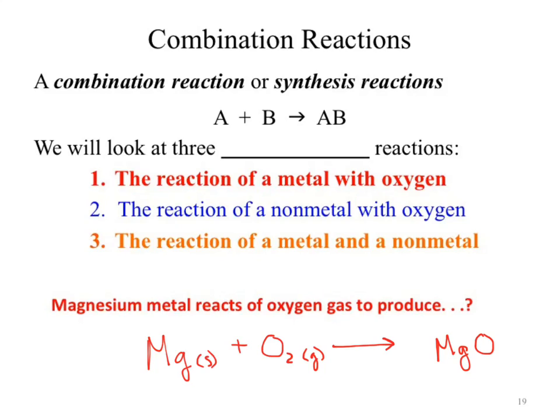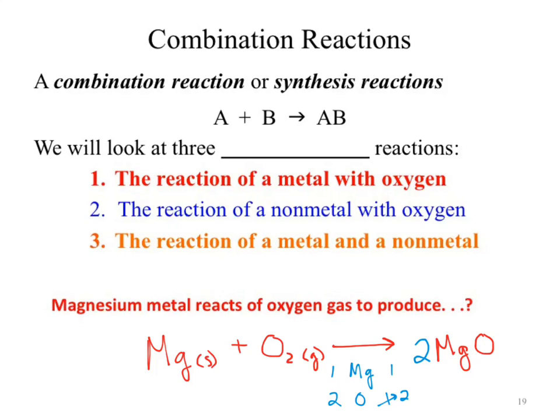How do we balance the equation? Start with the magnesium. How many magnesiums do we have on each side? 1 and 1. That looks pretty good. How many oxygens do we have? 2 and 1. That's not balanced. What do we need to do? We need to make 2 magnesiums. How do we do that? We change the coefficient. Now we can change the number in front.